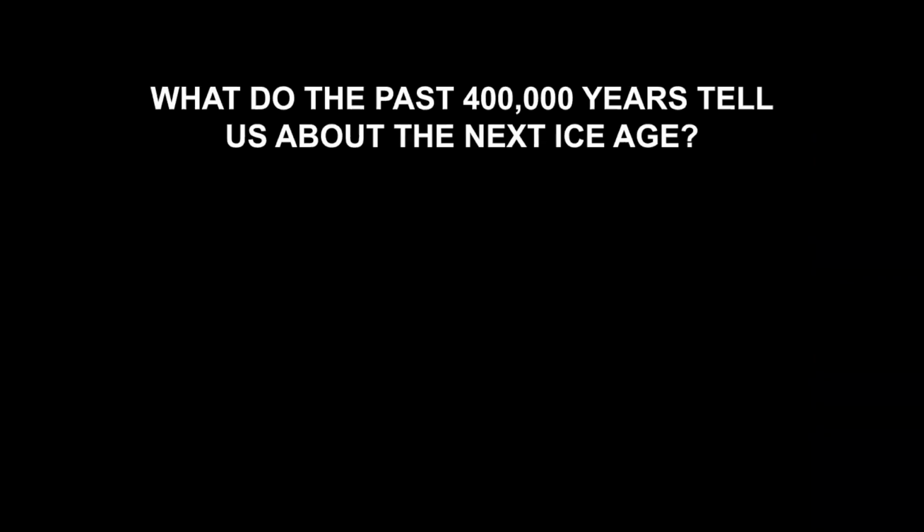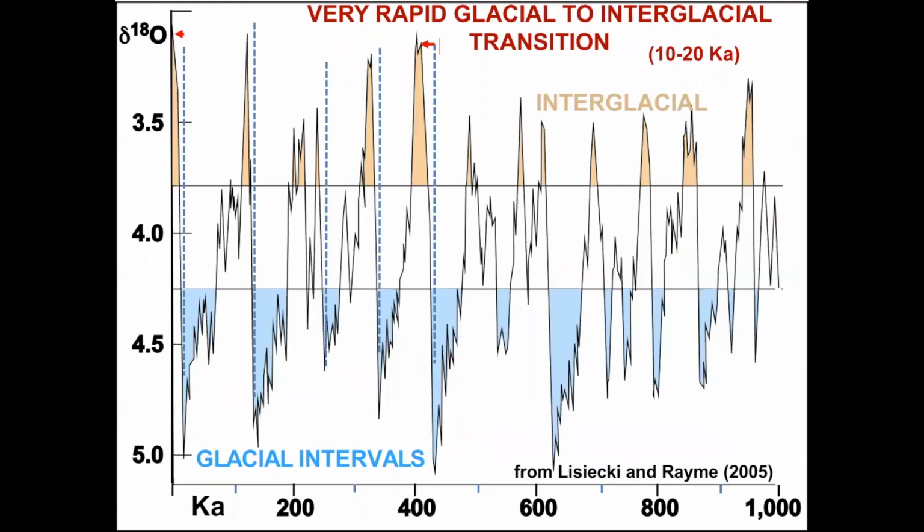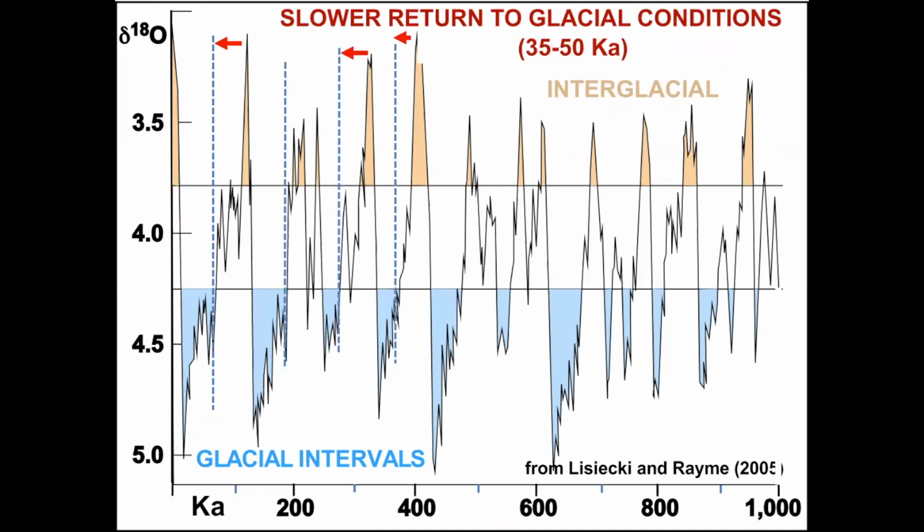Well, what do the past 400,000 years tell us about the next ice age? Well, there's a very rapid transition from glacial to interglacial. It's on the order of 10 to 20,000 years from deep glacial to very warm interglacial. So it happens quickly. But it takes a slower return to go back into glacial conditions. Temperature drops, but we don't get into fully glacial conditions for probably 35 to 50,000 years.